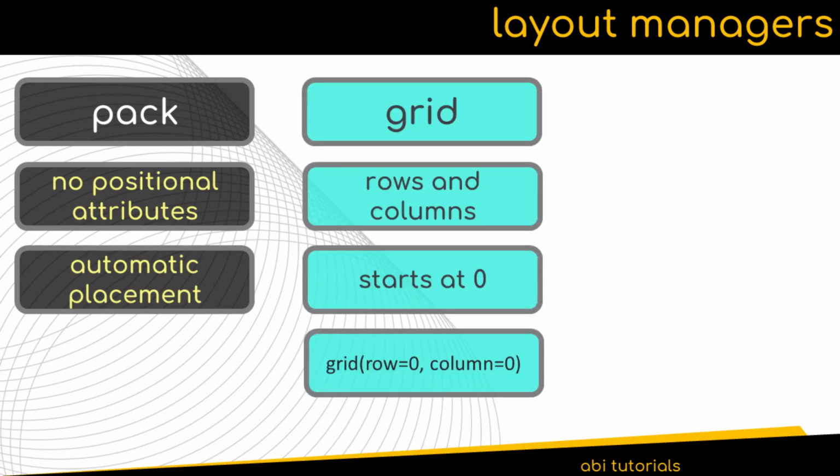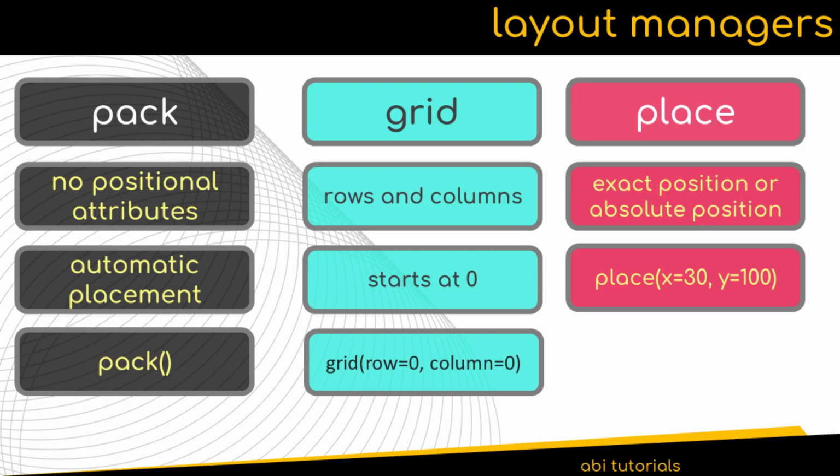The next layout manager is called grid. As the name indicates, grid consists of rows and columns. The numbering for the rows and columns starts at 0 and continues sequentially. When using the grid function, you will get two attributes, namely the row and column, that you can use to specify where the corresponding widget should be placed.